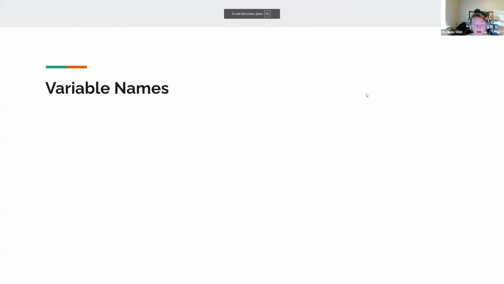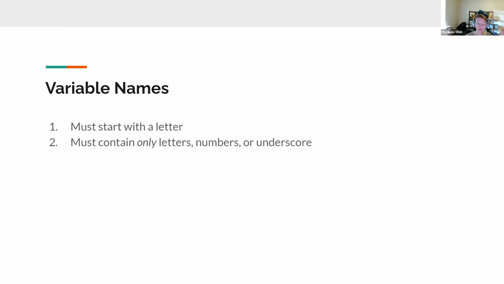So let's talk a little bit about what we can and cannot name variables. Variable names in Python must start with a letter. It can't start with a number because that confuses Python. It thinks you want to do math. Can't be in quotes or anything because that would be a string. Variable names must start with a letter. They must contain only letters, numbers, or underscores. No other special characters. Only letters, numbers, and underscore.